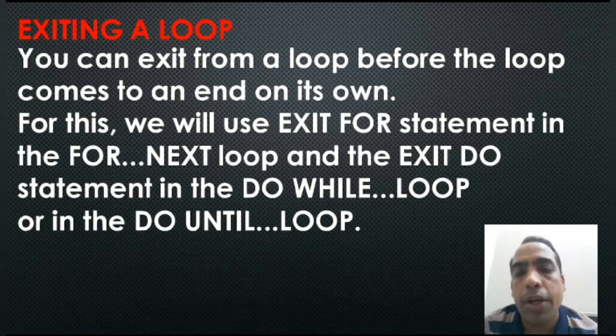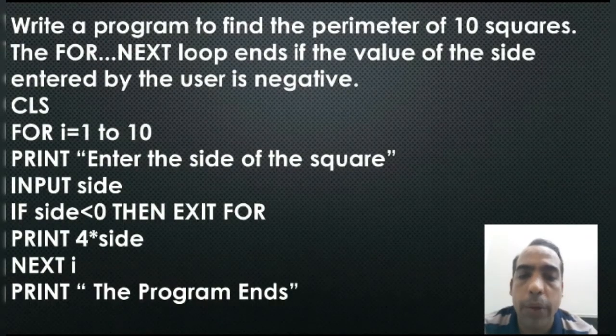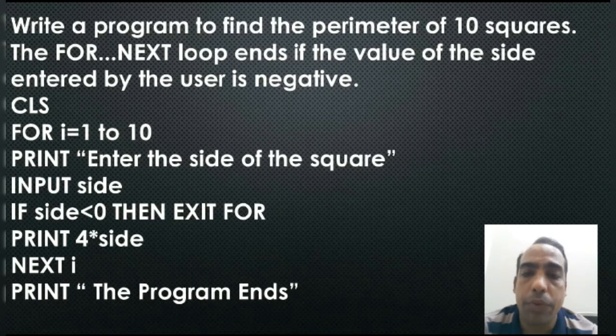Exiting a loop. You can exit from a loop before the loop comes to an end on its own. For this, we will use the exit for statement in the for next loop and the exit do statement in the do while loop or in the do until loop. Now you can see example of exiting a loop. Write a program to find the perimeter of 10 squares. The for next loop ends if the value of side entered by user is negative.